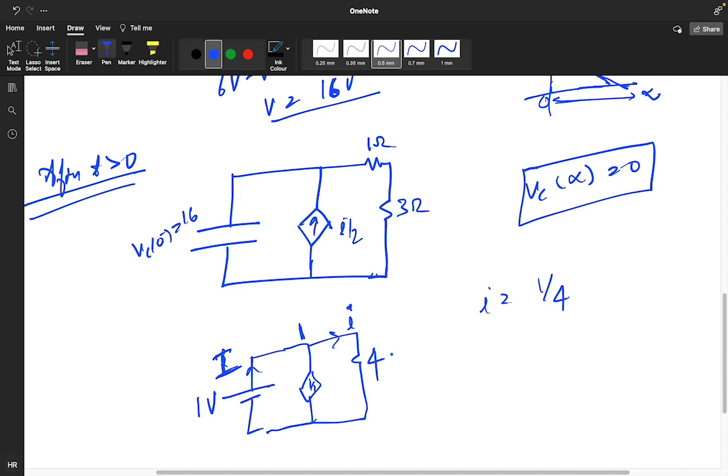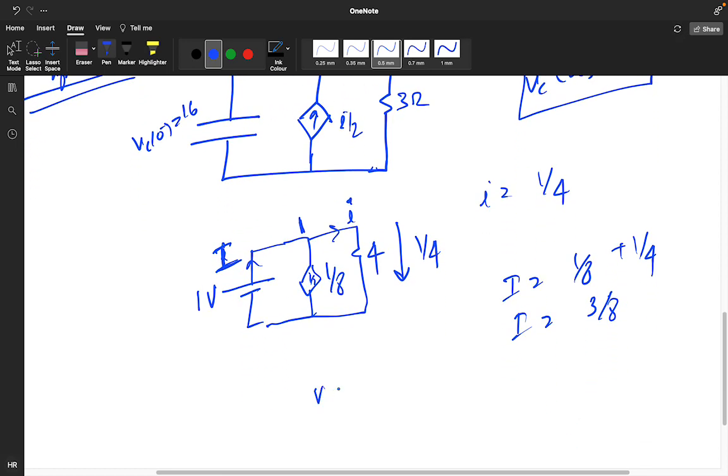So what you are getting, the current is 1 by 4 here, and this is I by 2, so 1 by 8 current will flow. So what will be the value of I? 1 by 8 plus 1 by 4. So the I value you will get is 3 by 8. So what will be the capacitor value? V is equal to IR. V you had assumed 1 volt, and I you got 3 by 8. So R value you will get 8 by 3 ohm.